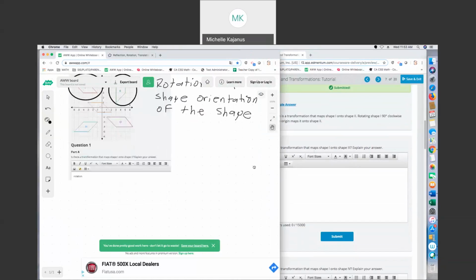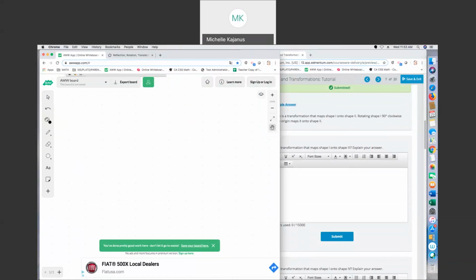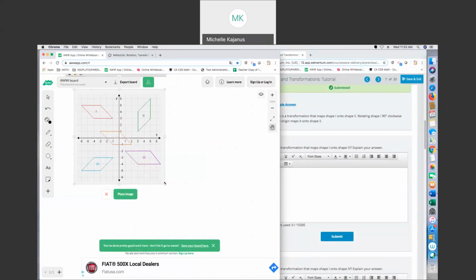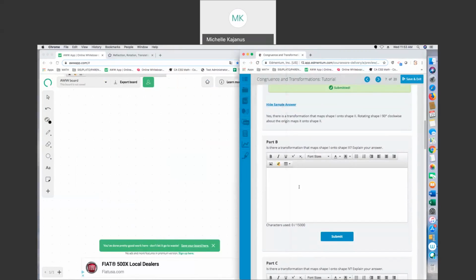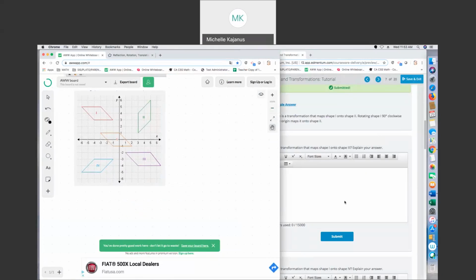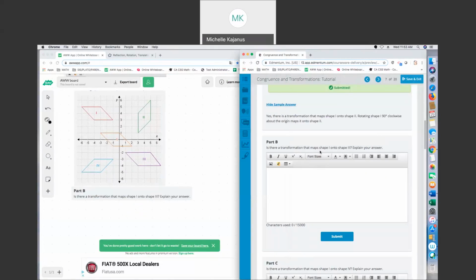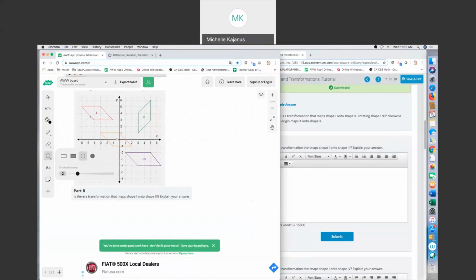Okay, so now they're changing it up. So in my notes, I'm gonna bring back this whiteboard, this image, and this question 2. Is there a transformation that maps shape 1 onto shape 3? So basically you start with shape 1 and somehow you have to end up with shape 3. So you go from here to here somehow. I'm gonna do some notes. I'm gonna write down what I observe.